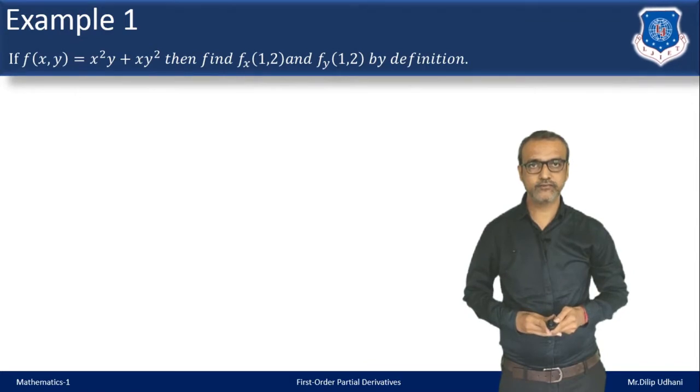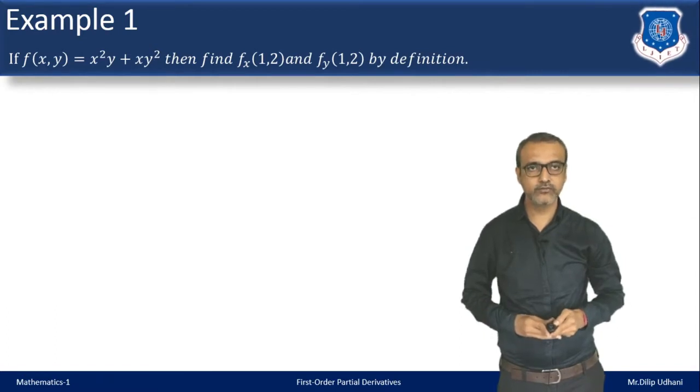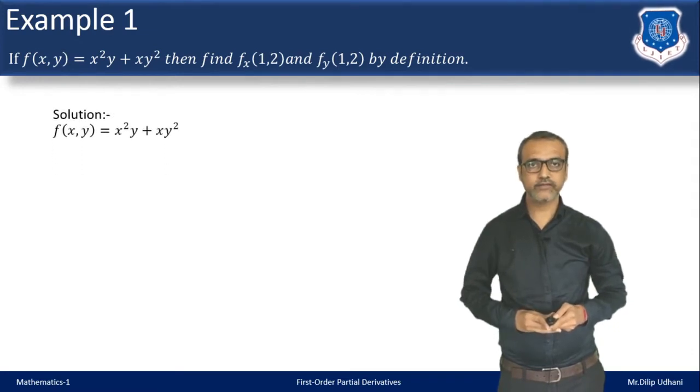If function of x, y equals x square y plus x y square, then find f x at 1 comma 2 and f y at 1 comma 2 by definition. Here function of x, y is x square y plus x y square. We have to find out del f by del x at point 1 comma 2 and del f by del y at point 1 comma 2 using definition.